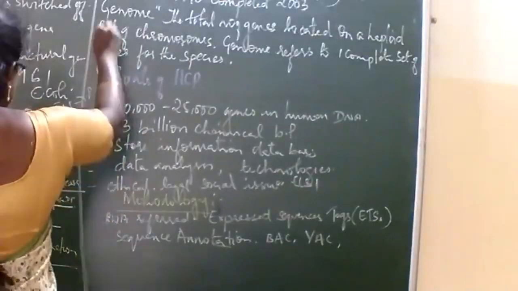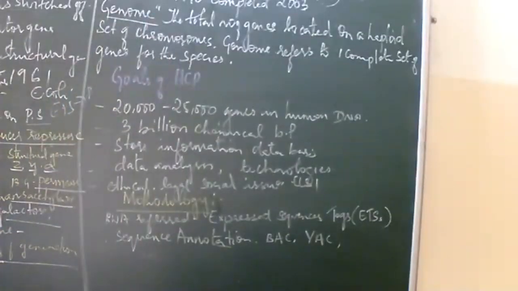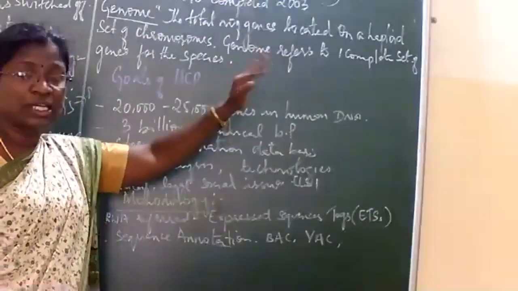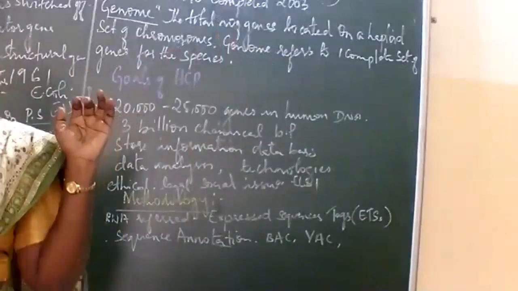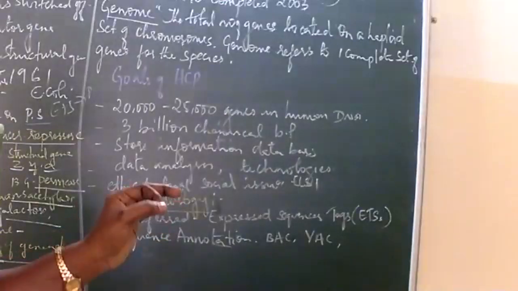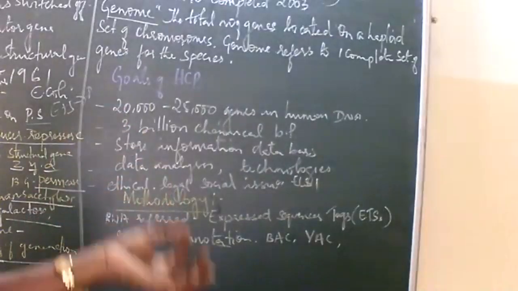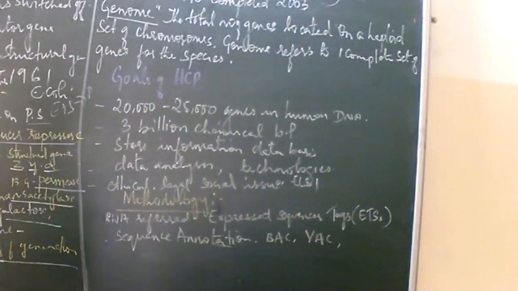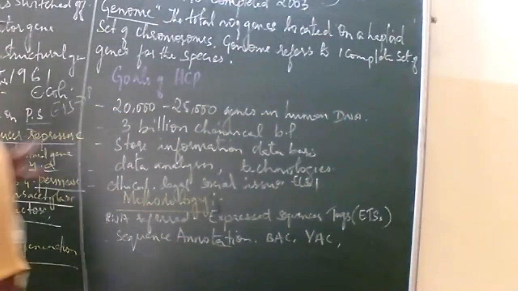Now we are seeing what a genome is. Genome is the total number of genes located on the haploid set of chromosomes. In the gamete you have a haploid set of chromosomes. Genome refers to one complete set of genes for the species. It is usually found in the haploid set of chromosomes.